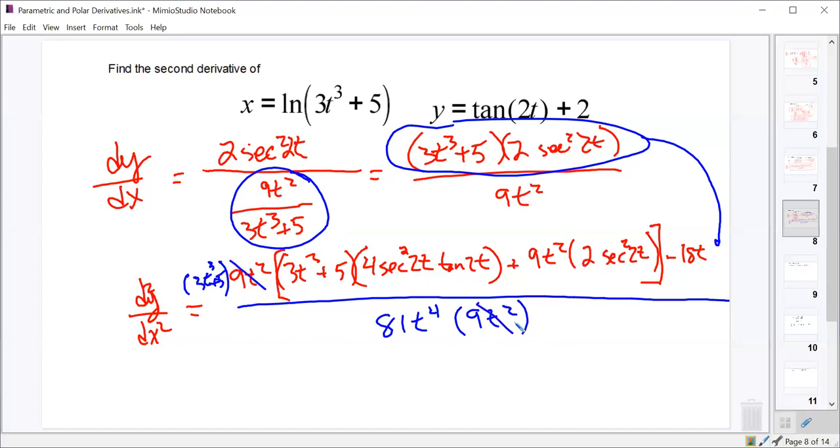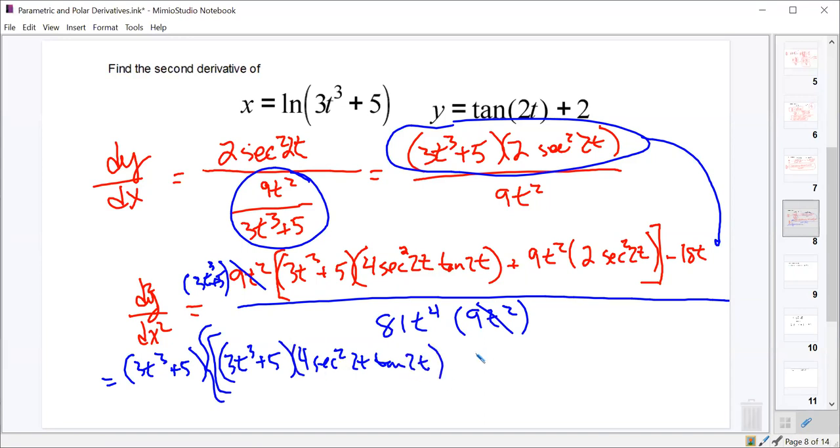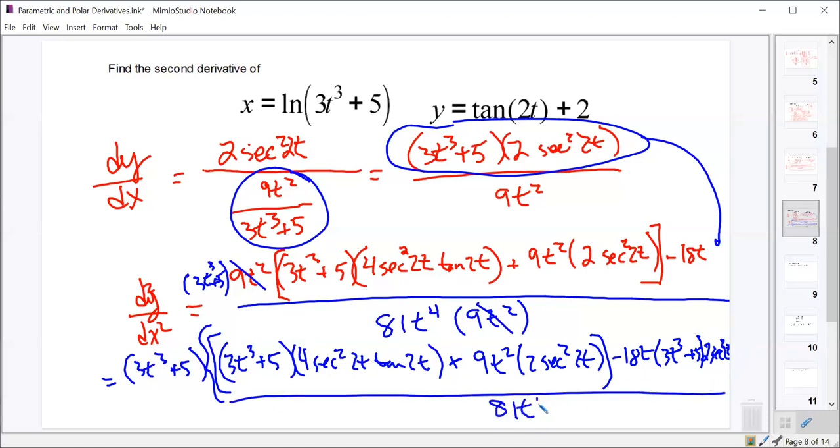First off, cancel this and this out. And if we try to write this out, we'll get 3t cubed plus 5 times 3t cubed plus 5 times our 4 secant squared 2t tangent 2t, plus our 9t squared times 2 secant squared 2t, minus 18t times 3t cubed plus 5 times that 2 secant squared 2t, which has now become impossible for you to read, over 81t to the fourth.